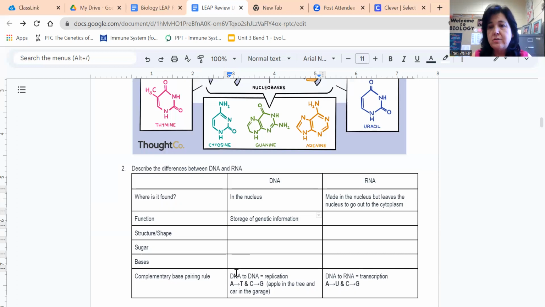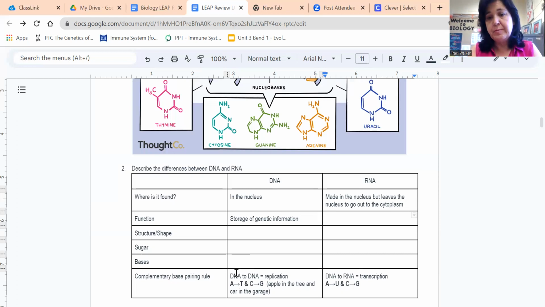All the information that makes you who you are, or any living organism, even bacteria, have DNA, and animals and plants. So it's all of the genetic information that's passed down from the parent to the offspring. And it's the information that makes that organism do the things that it does in life.